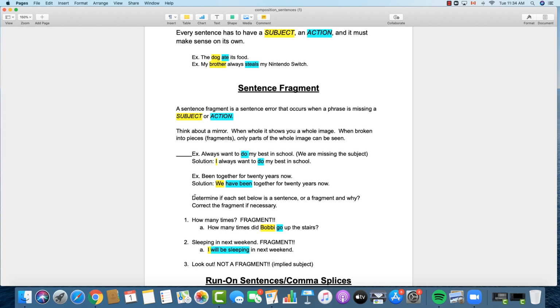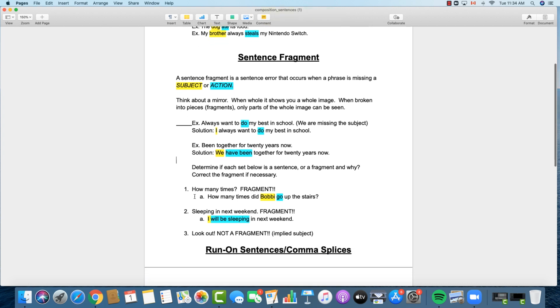Now, if we look at the sentences below, so how many times did Bobby go up the stairs? Well, if I say how many times, that's a fragment because we don't know what or where. We're missing a subject and we're missing an action. So from how many times, which is a fragment, we can add words to create a complete sentence. How many times did Bobby go up the stairs? So we've got a subject and we've got an action. It makes sense. We fixed that fragment to make a complete sentence.